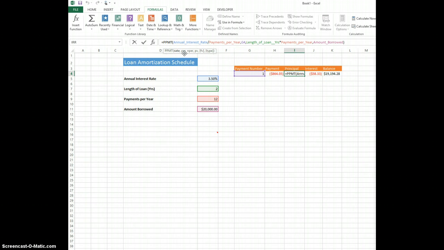There's a difference here. This per means the payment period. Which period is it? And this refers to G4, so it's payment 1. So working out the value of payment 1.